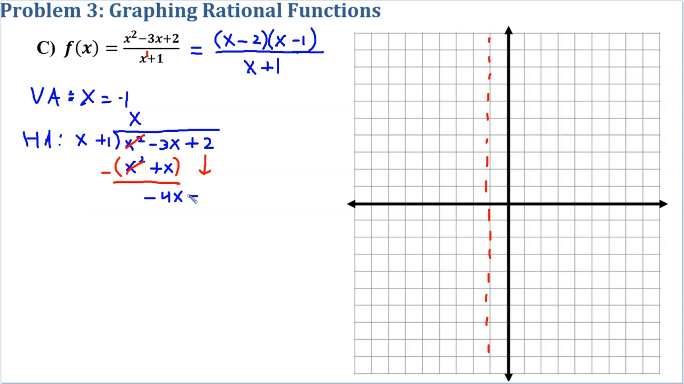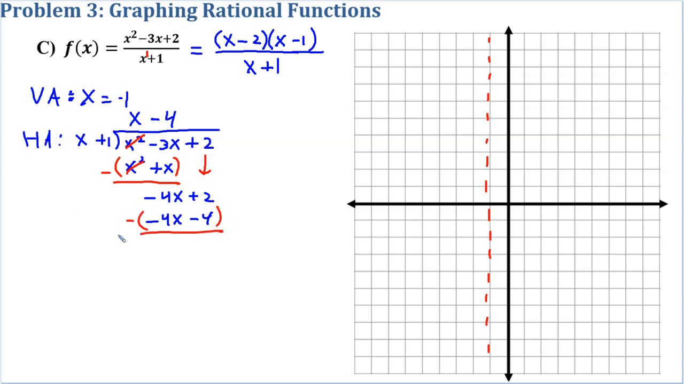And we'll pull down the 2. All right, going through that pattern one more time. X goes into negative 4x, negative 4 times. And actually, at this point, I could quit my division. We'll finish it off here quick. Negative 4 times x plus 1 is going to be a negative 4x minus 4.